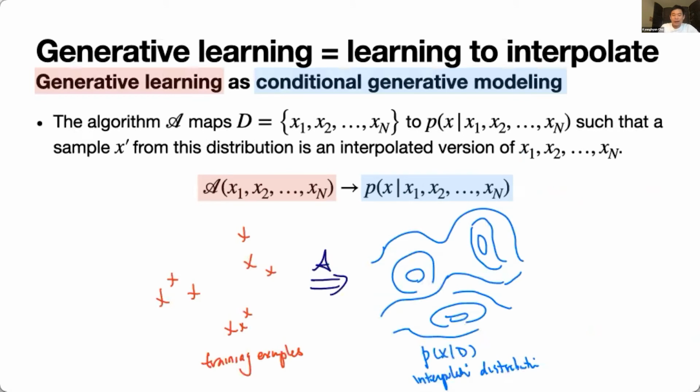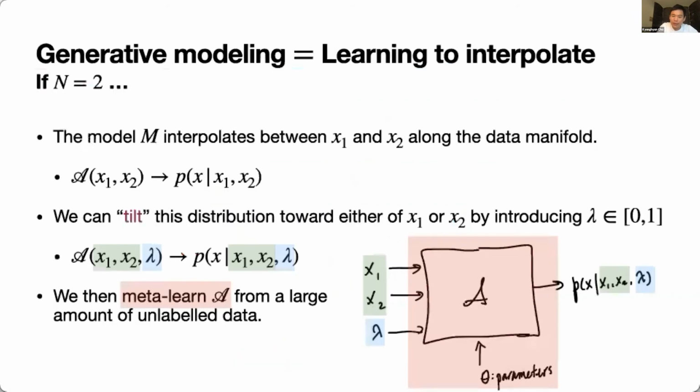And you can imagine that, because of the popularity of meta learning as well as learning to learn, if we think of generative learning as equivalent to learning to interpolate, then we can think of it as trying to build a machine or algorithm A that maps from an existing set of training examples into an interpolation distribution from which we can sample an interpolated version of all these finite training examples. That is, our input is the training examples, and our algorithm A gives us an interpolation distribution.